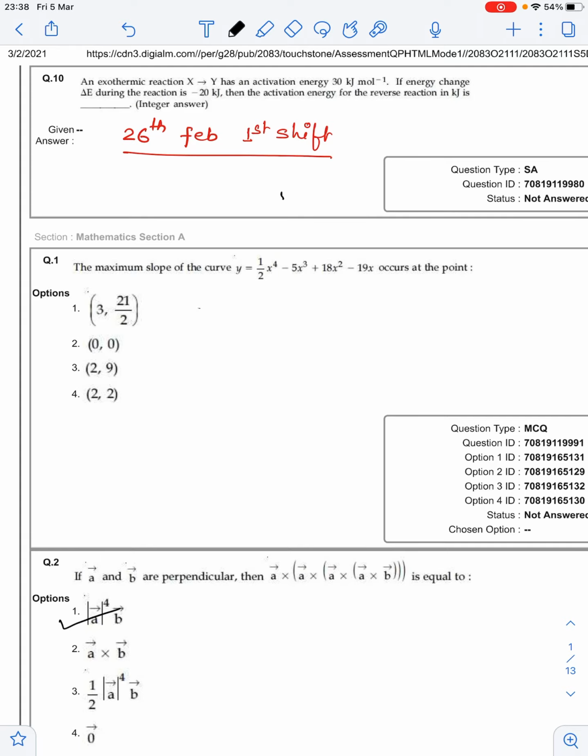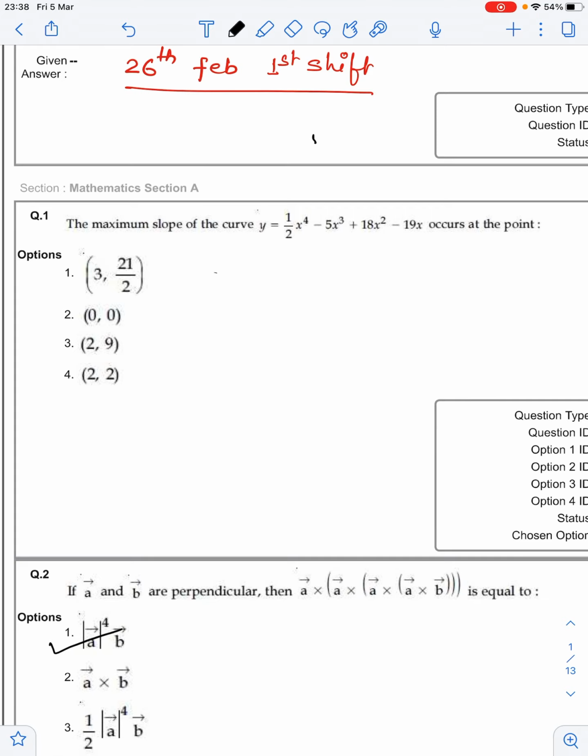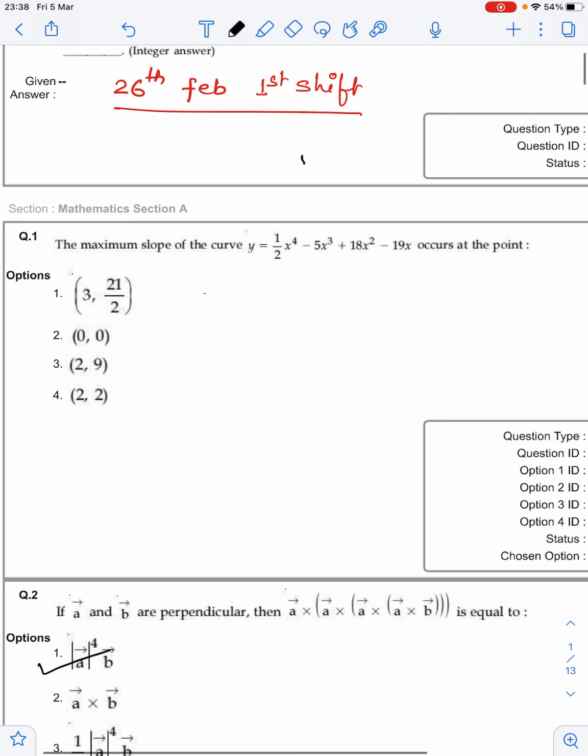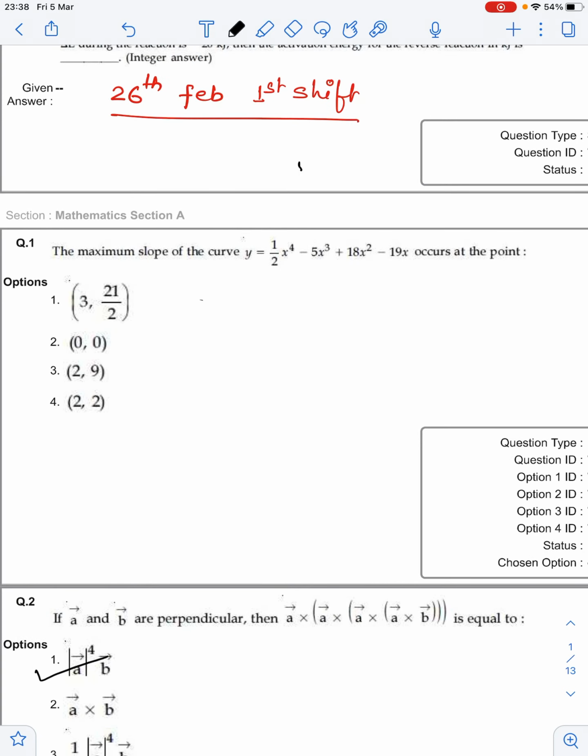Going for the first question, we want the maximum slope of the curve. So given the curve, we have to find the maximum slope. Let us find the slope first. Suppose the slope is m, which is dy by dx, equal to 4x cube, 4 cancel 2, that is 2x cube minus 15x square plus 36x minus 19.